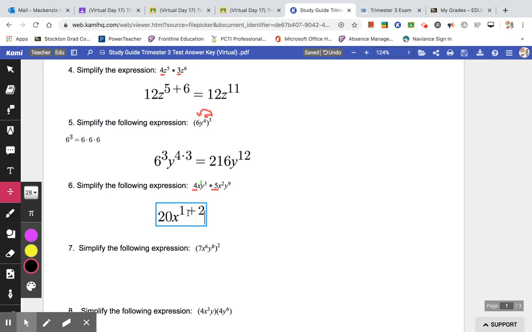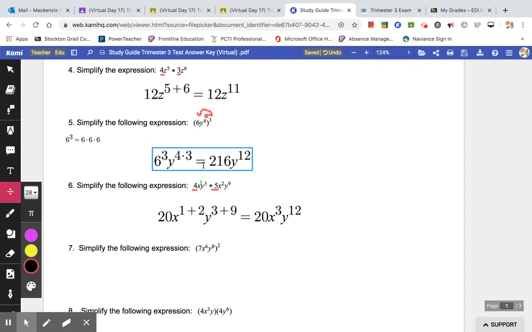And then we have to take care of our y's. So we have y to the 3rd and y to the 9th. So this would become 3 plus 9. And then when we go ahead and simplify that, we keep the 20, make it x to the 3rd, y to the 12th by adding those exponents together.